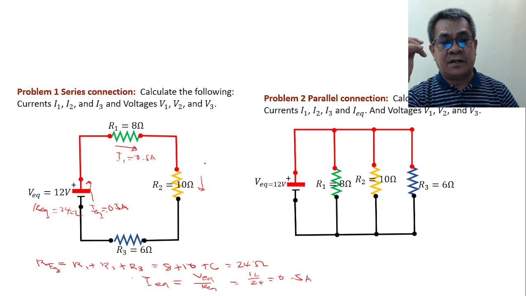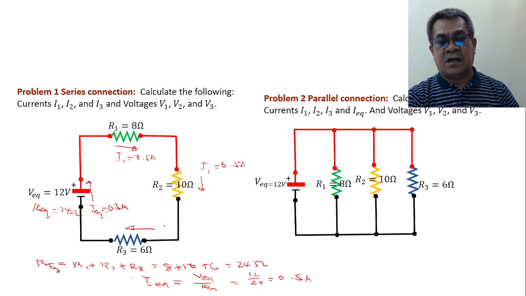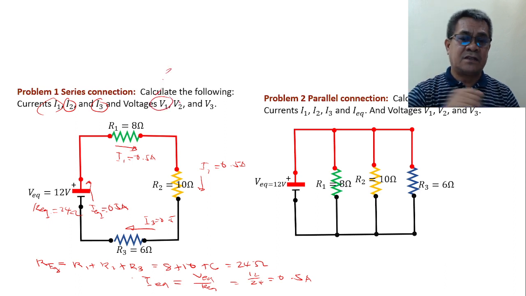So therefore, for I2, since they are connected in series, then the current must be the same. And so with I3, and this is 0.5. So therefore, again, these are the solutions of the problem. What is I1, I2, and I3? Now, what is V1, V2, and V3? How will you calculate that?